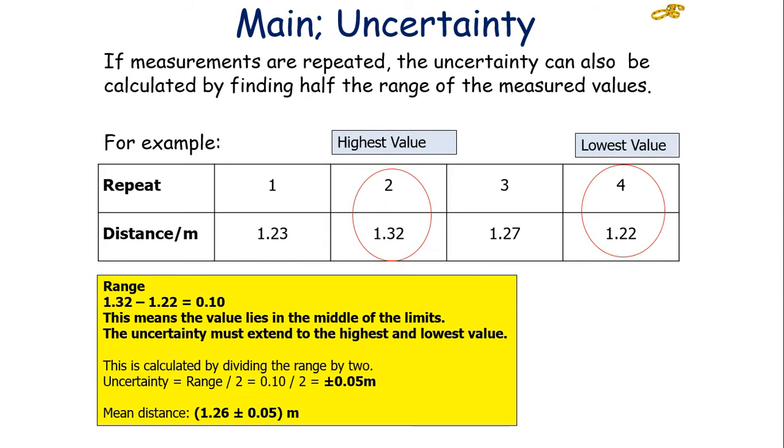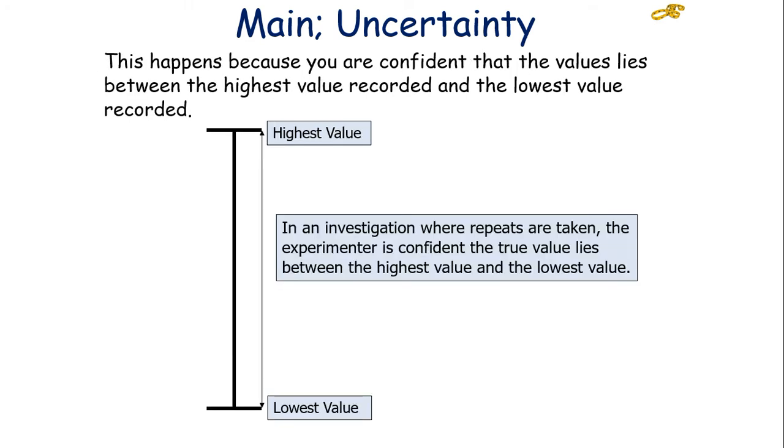So what you would do to work out your absolute uncertainty is find your highest value, find your lowest value, then minus 1 from the other to find your range, then do range divided by 2, and that will give you your absolute uncertainty. Now, this happens because you're confident that the value lies within the highest value recorded and the lowest value recorded. So in an investigation where repeats are taken, the experimenter has to be confident that the true value lies within the highest part of the variation and the lowest part of the variation.